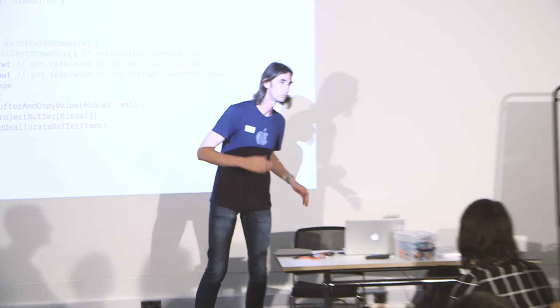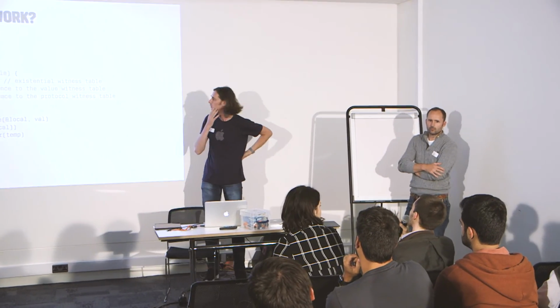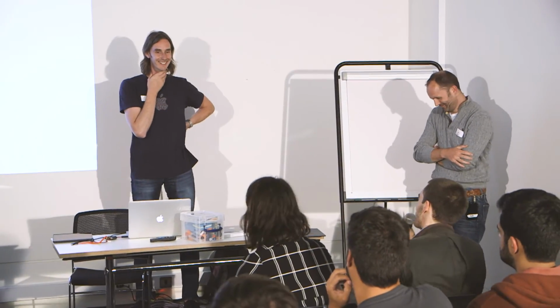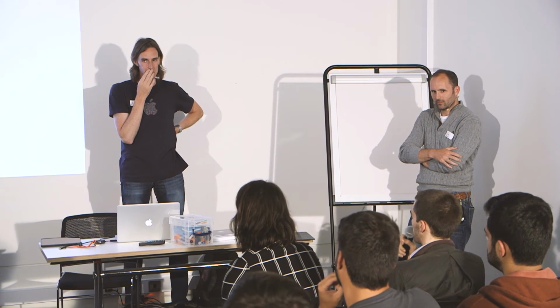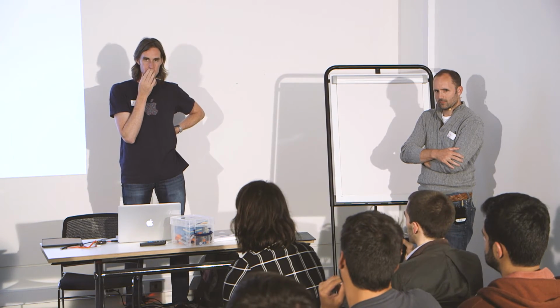Really interesting talk. I mean, I'm not sure I got most of it, but you sort of mentioned this, but I'm not sure if you did. If this drawable protocol had an associated type, what would the performance implications be?